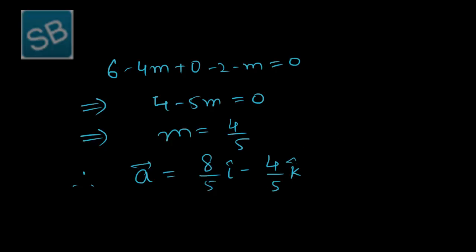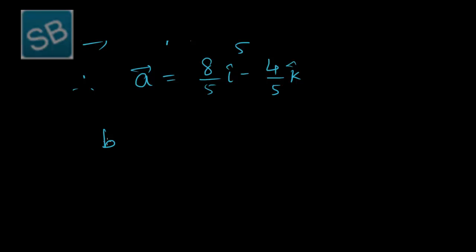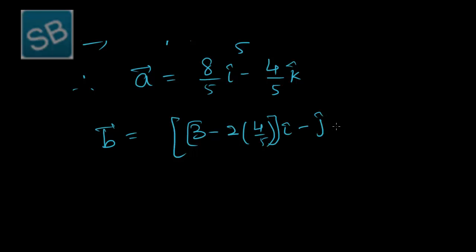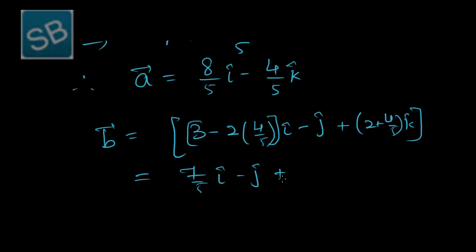And we can also find vector B, that is 3 minus 2 times m, that is the i part, minus j, as it does not involve m, and 2 plus m means 2 plus 4 over 5 k. So we get vector B as 7 by 5 i minus j plus 14 over 5 k.